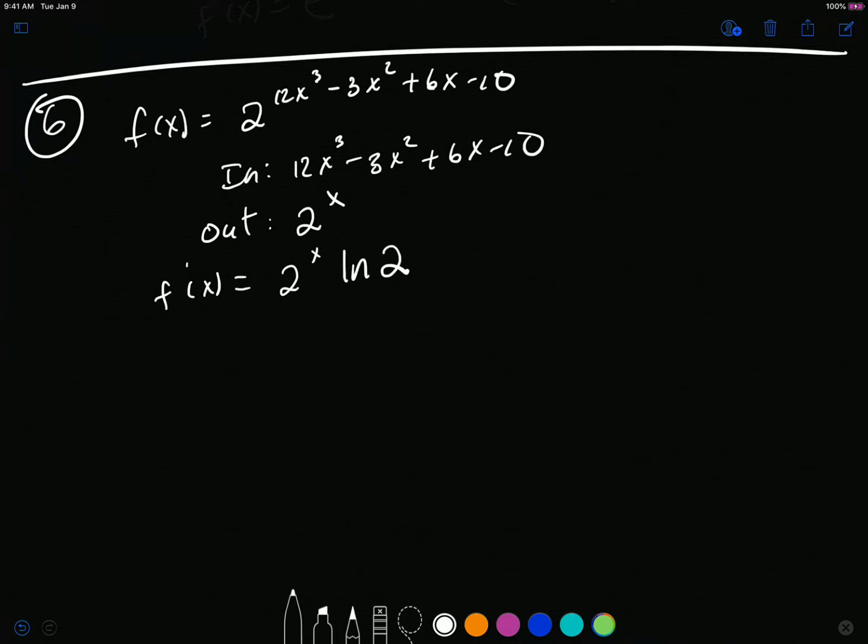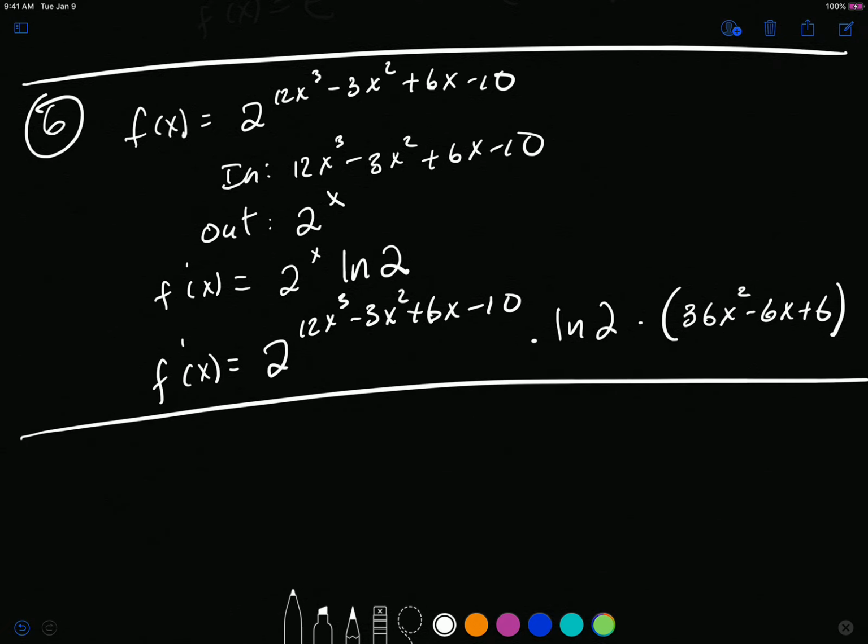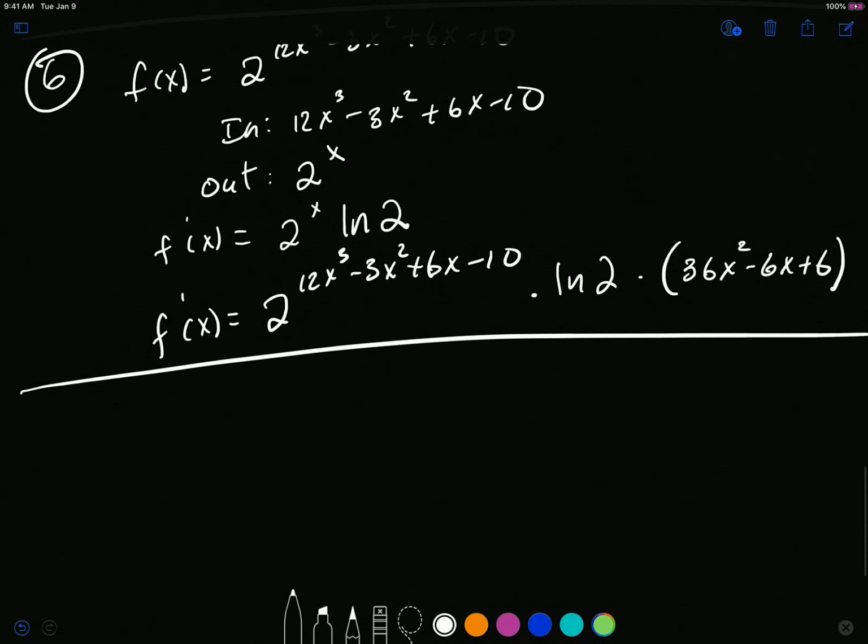And then 2 steps remain. I have to plug the inside function back in, so it's 2 to this long power, 12x cubed minus 3x squared plus 6x minus 10, multiplied by ln 2, multiplied by the derivative of the inside function, 36x squared minus 6x plus 6. Wow, look at that. That's pretty, but long, but pretty.